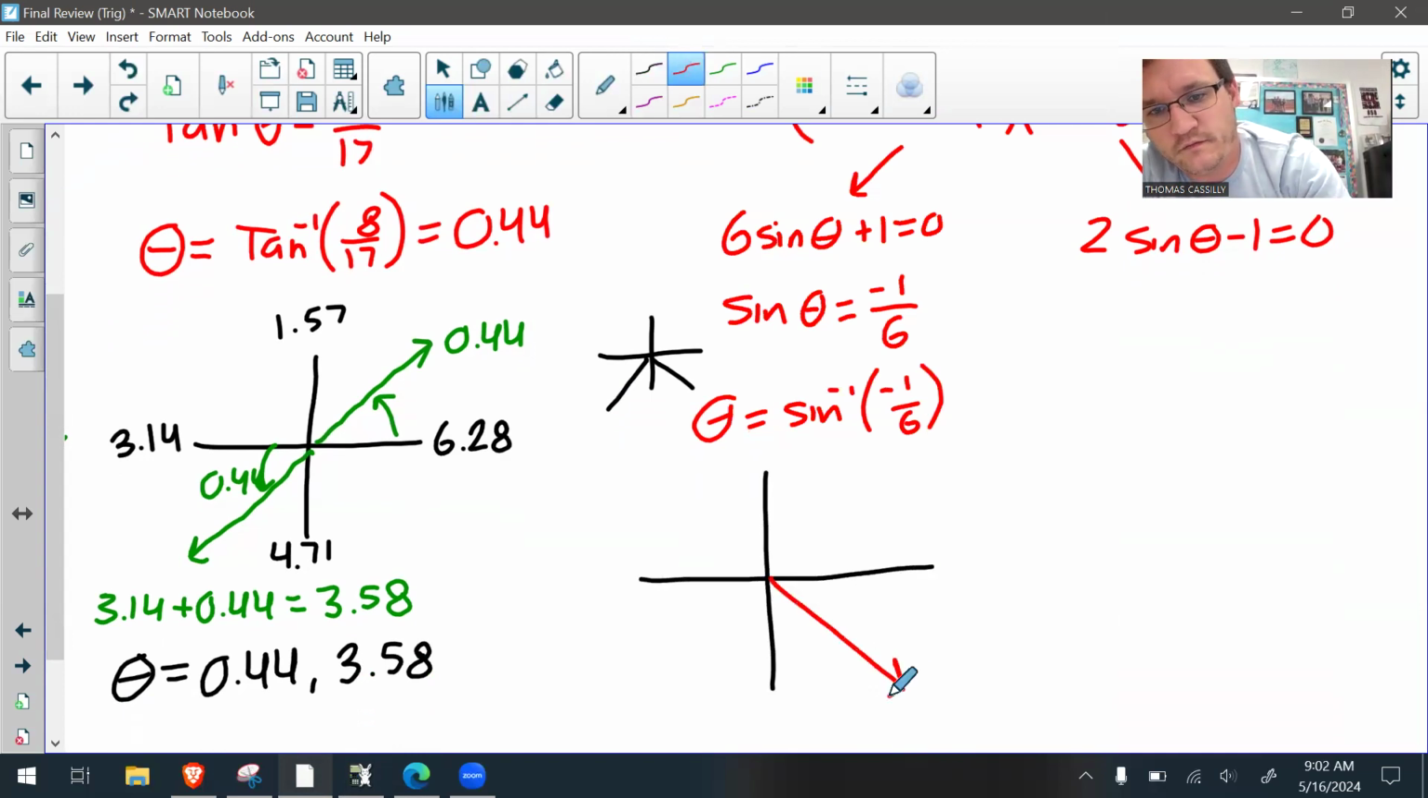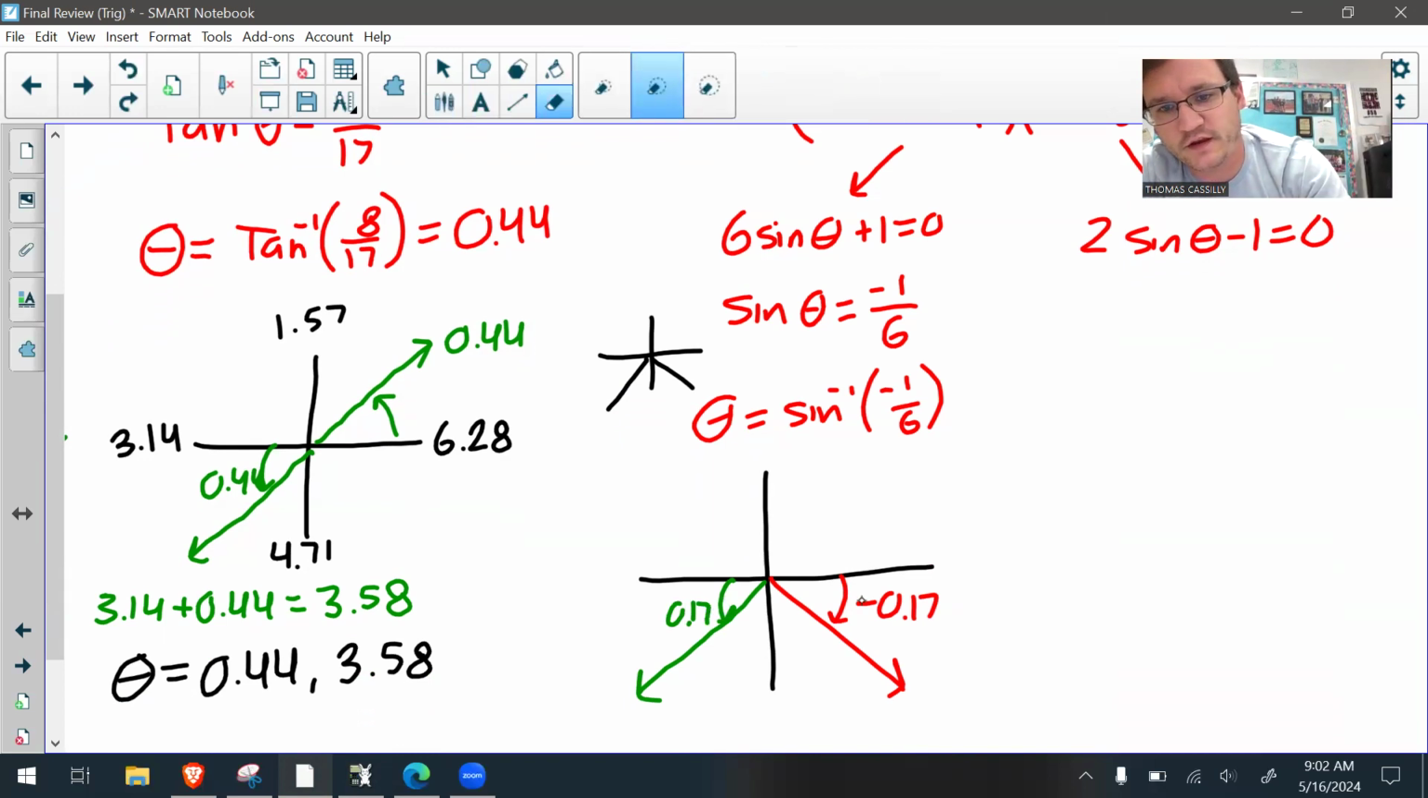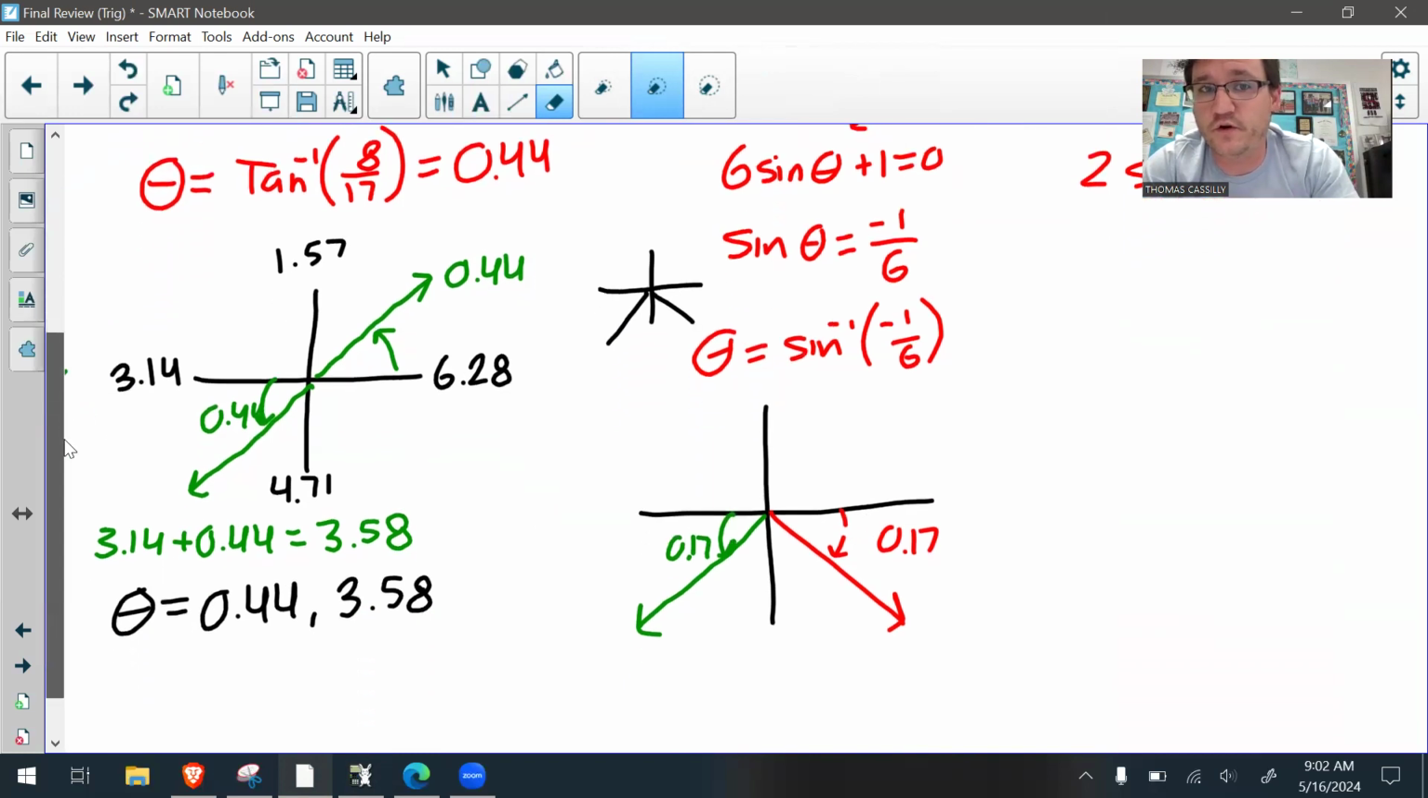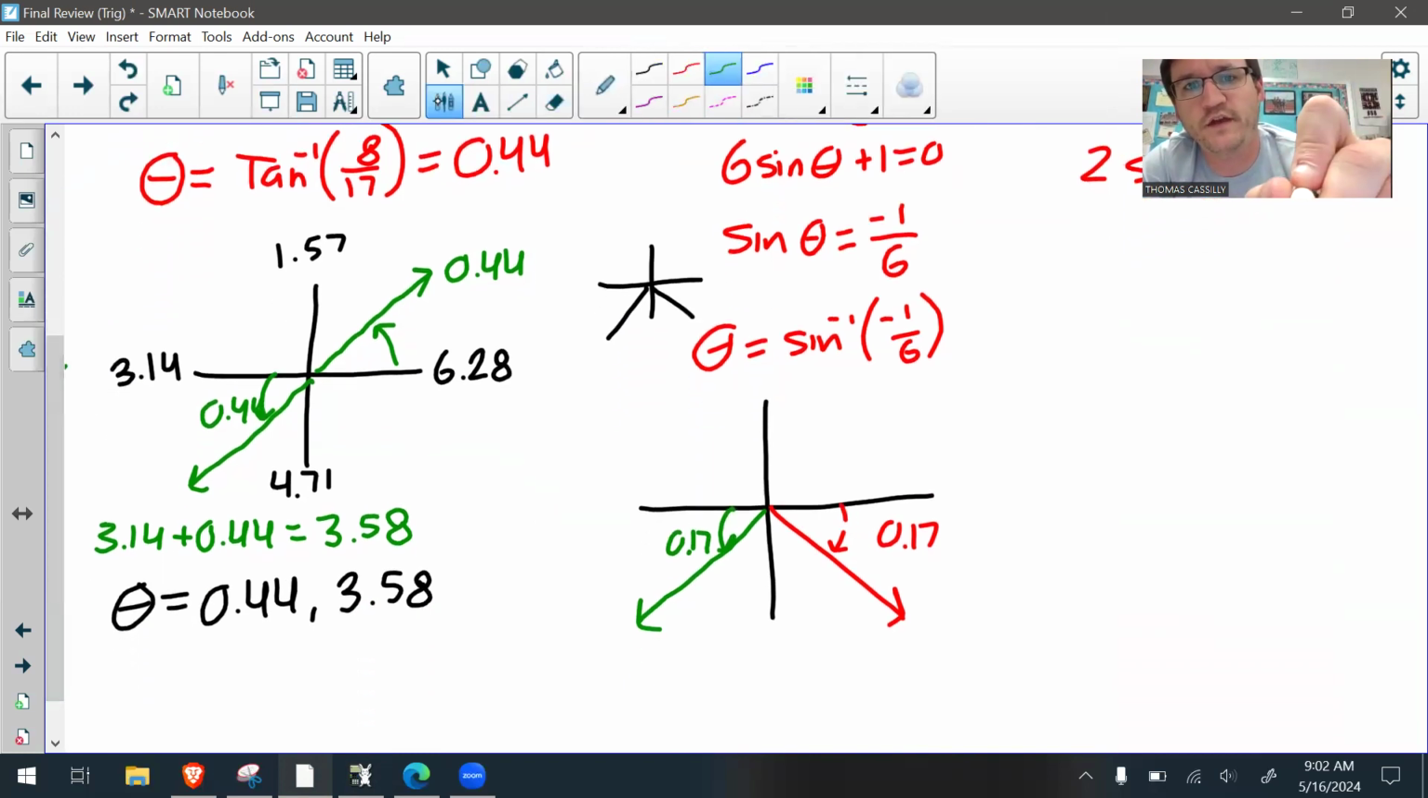That is our reference angle here. I'm going to go ahead and throw one on this side as well before we do any math here. That's 0.17. In fact, I'm going to get rid of that negative sign there. We need it between 0 and 2 pi, so with those reference angles, we're going to have to add and subtract stuff.